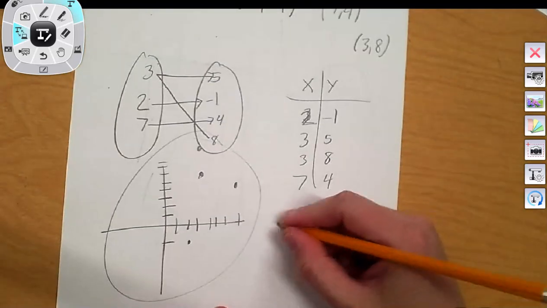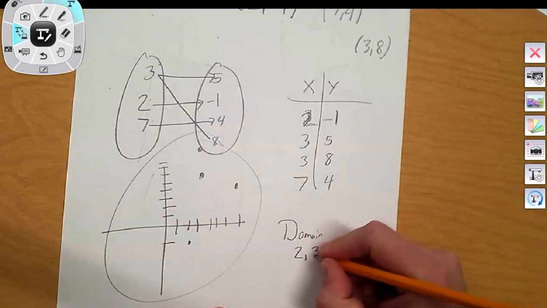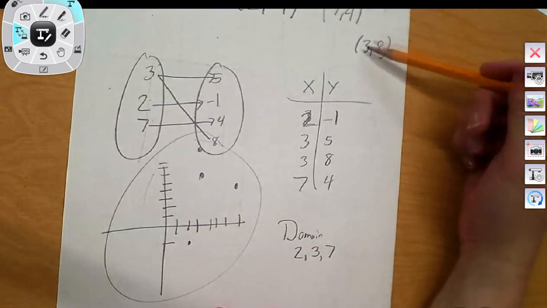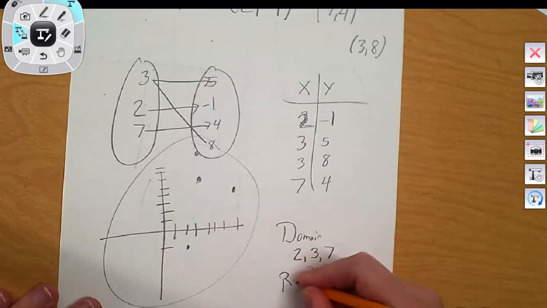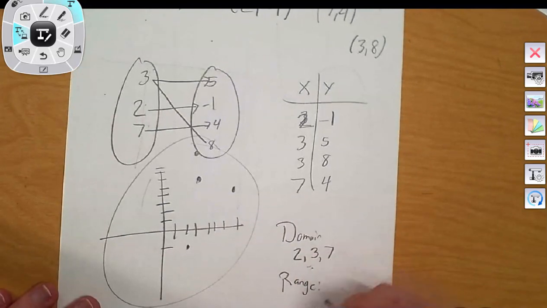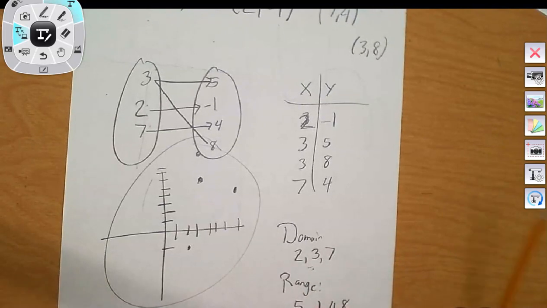Domain is your X's. So what are your X's? Well, I've got a 2, a 3, and a 7. There is another 3 there, but I only list it once. I do not repeat my X's. For my range, I list the Y's: 5, -1, 4, and 8. And there are no repeats there, so I don't have to worry about that. Make sure you do not do repeats when you are doing this.